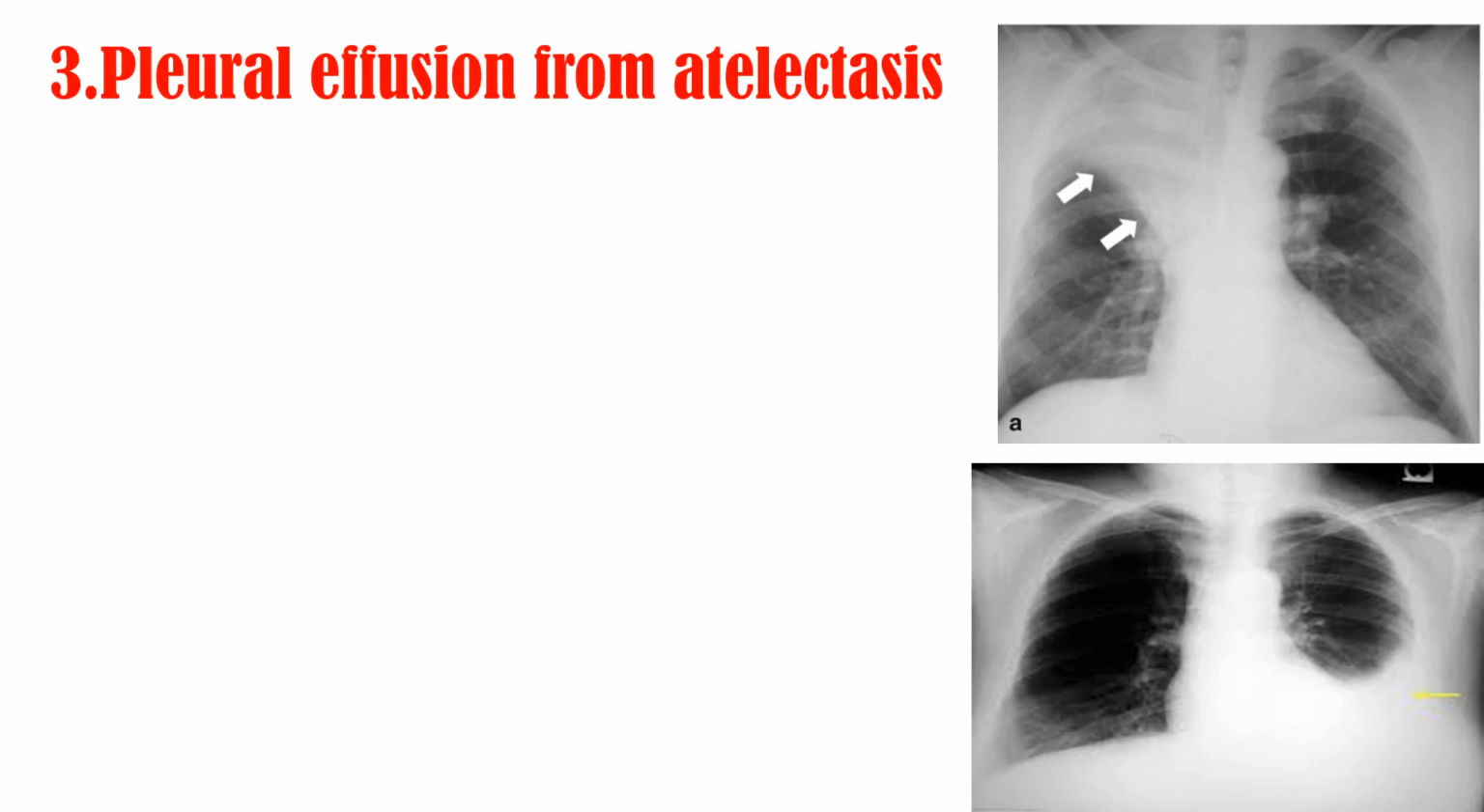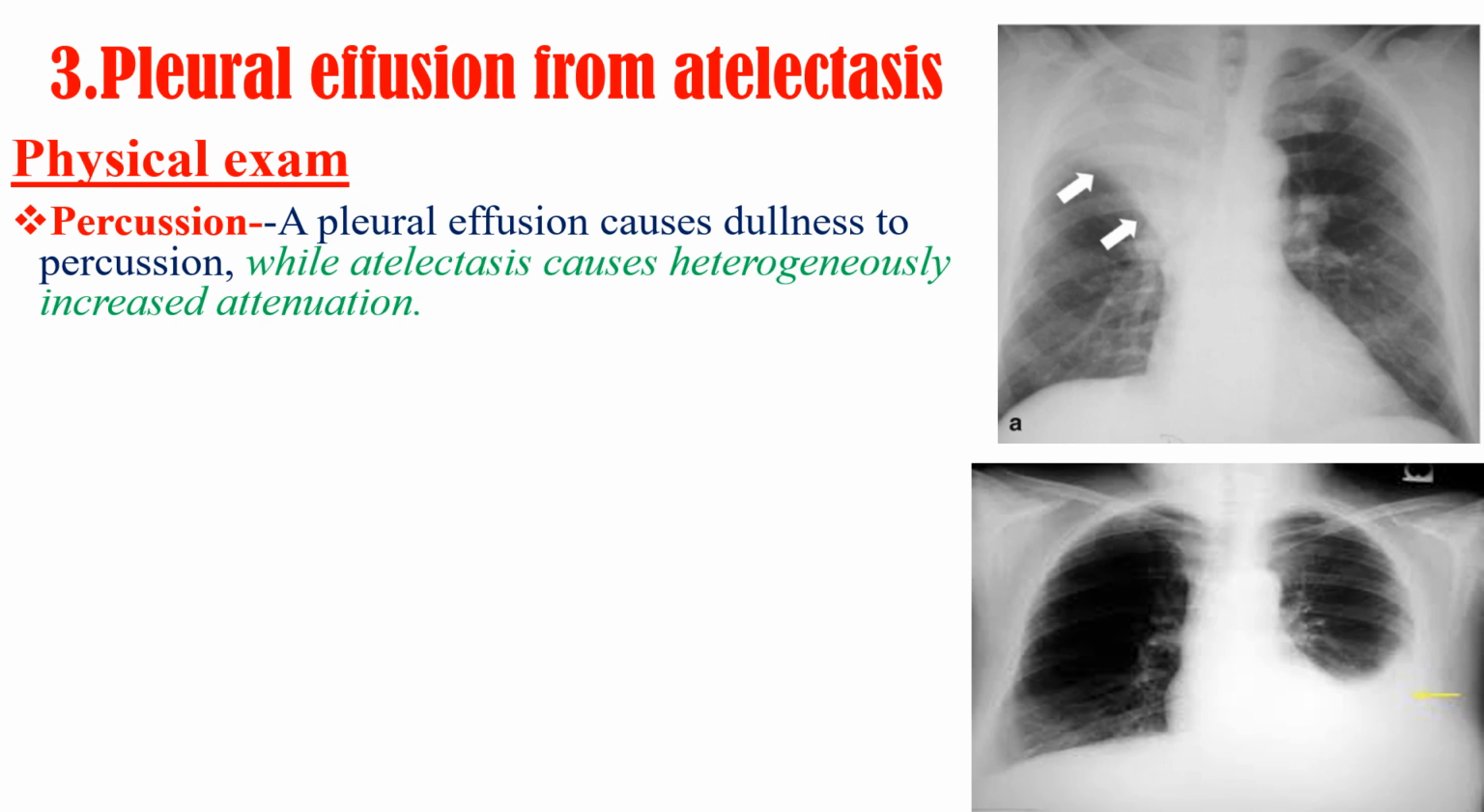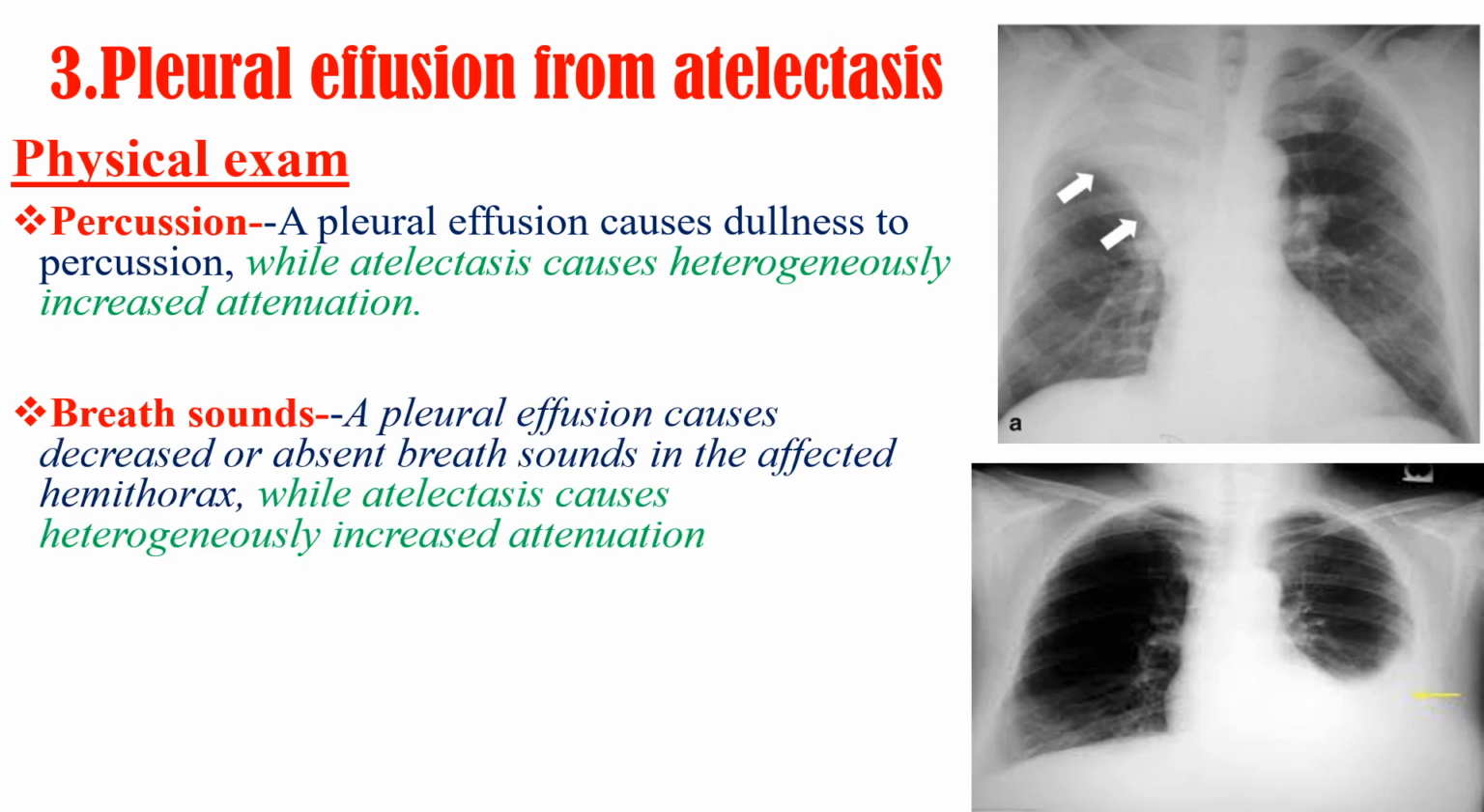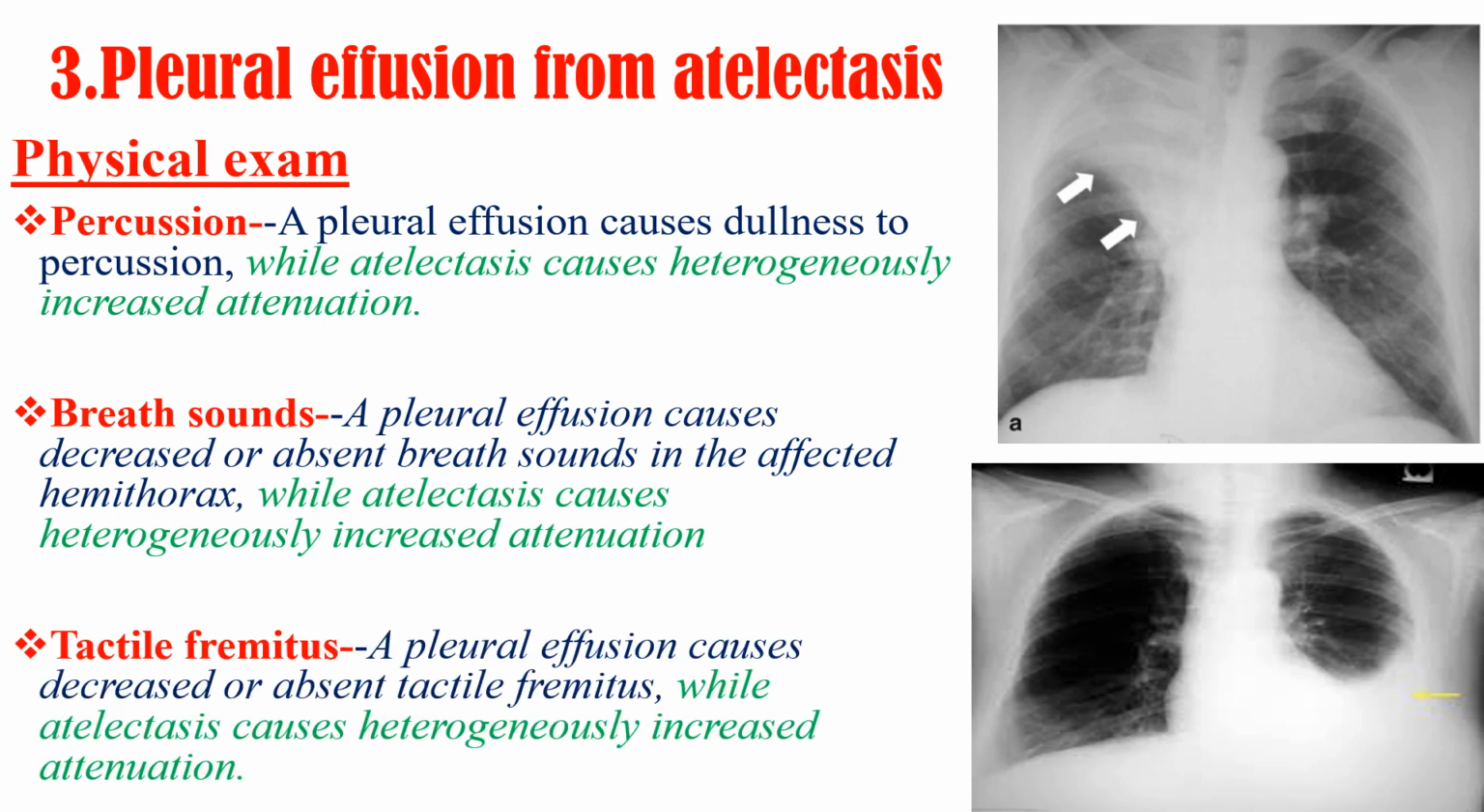The third one is pleural effusion and atelectasis. A pleural effusion causes dullness to percussion, while atelectasis causes heterogeneous increased attenuation. Even though there is dullness in both, it is more prominent in the case of effusion. A pleural effusion causes decreased or absent breath sound. A pleural effusion causes decreased or absent tactile fremitus, while atelectasis causes increased tactile fremitus.